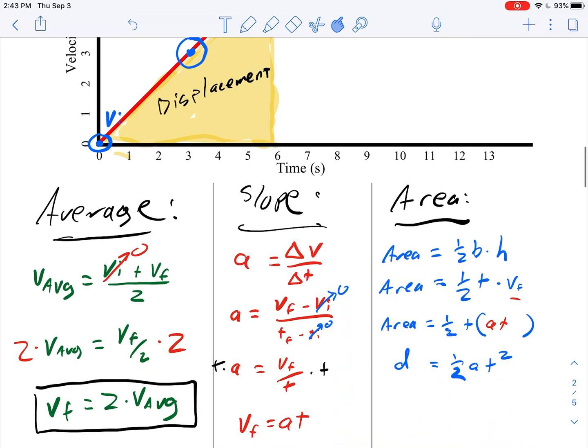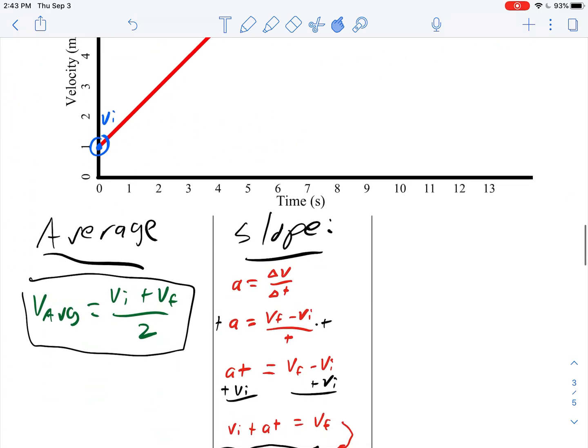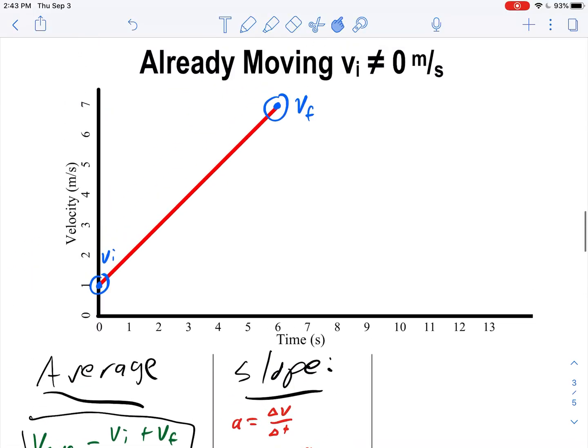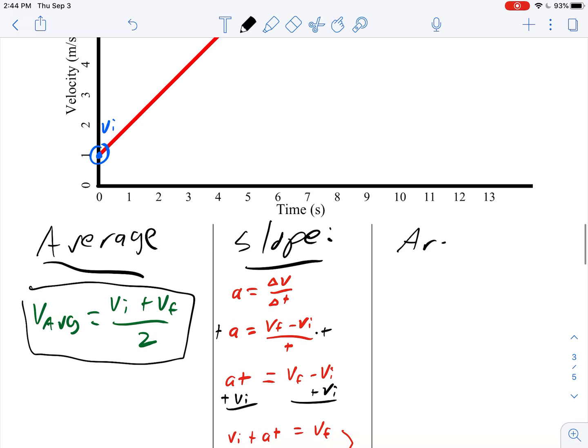Now, this little trick with the area, this is for the case when we start at rest. But just like with velocity, when we look at slope, we can consider the case where we're at rest, but we can't stop there. If it's really a physics equation, it has to be able to describe all different types of motion. So I'm going to do this exact same trick down here for the case where we're already moving. So we're going to look at the area underneath the graph.